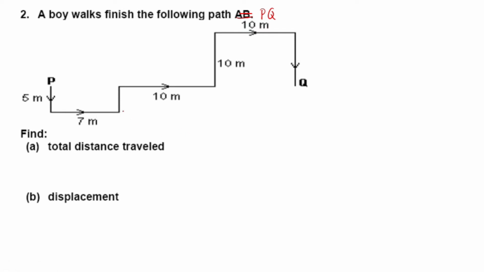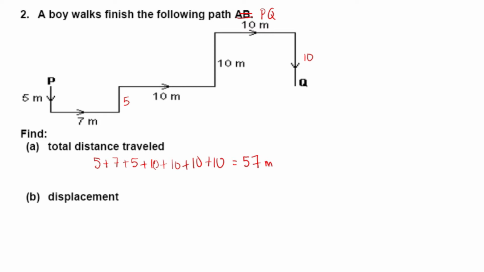Then plus 10, plus 10, plus 10, and this one also adds another 10. So you just add all the lengths: 5, 7, 5, and 10 four times. So here we get 12, 17, 27, 37, 47, 57. So 57 meters. This is the distance.